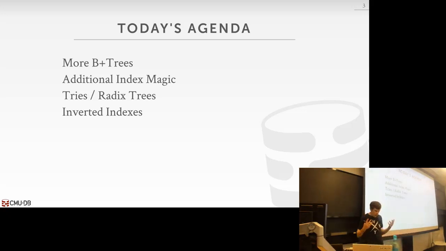I'm not going to teach you how they work. We have courses here at CMU that can do that. This is just so you know that these things actually exist. So when you go out in the real world and you realize that the thing you want to index can't be indexed in a B-plus tree, you want to use one of these inverted indexes.